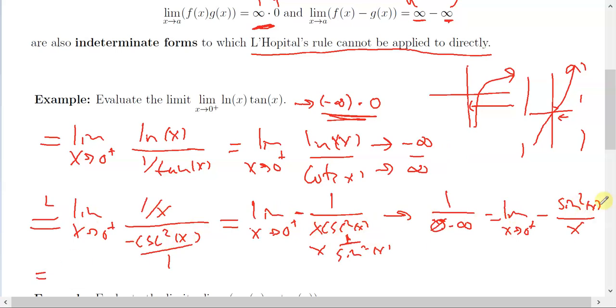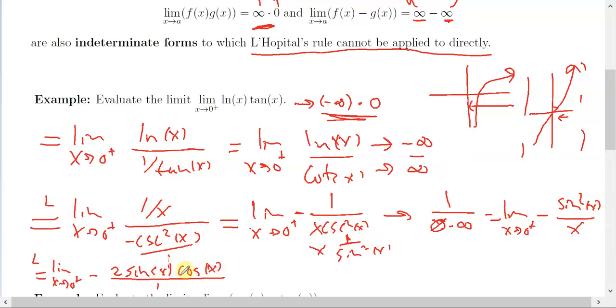And now I can apply L'Hopital's rule to that, because as x goes to 0, both of these are going to 0. I'm going to say this is the limit as x goes to 0 from the right. I get minus. The derivative of the top is going to be, you're going to get 2 times sine, because this is sine squared, so you're taking a derivative of the outside function. That's 2 times sine, and then the derivative of sine, which is cosine. And the derivative in the bottom is 1.